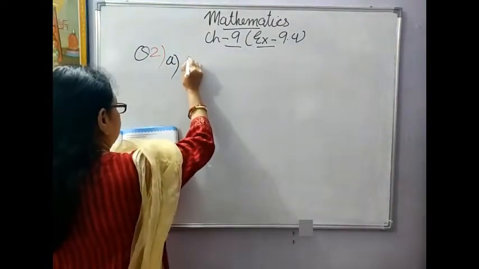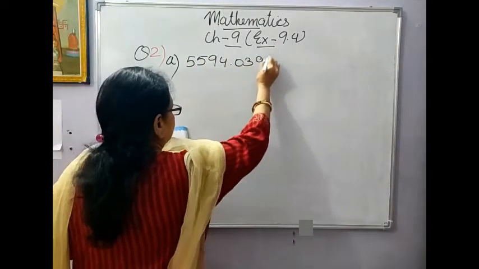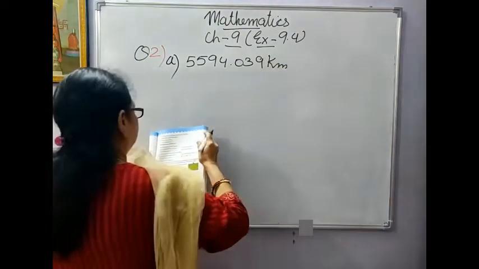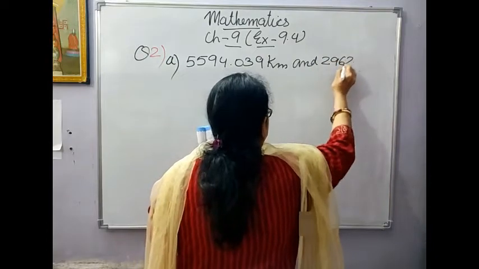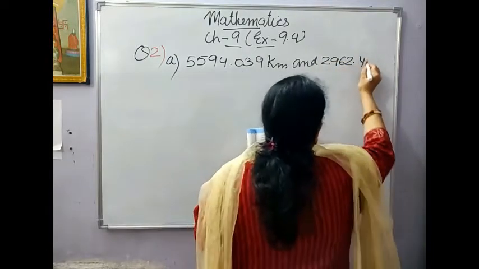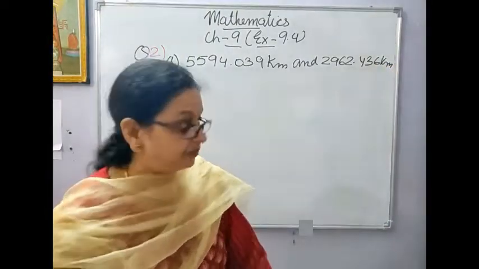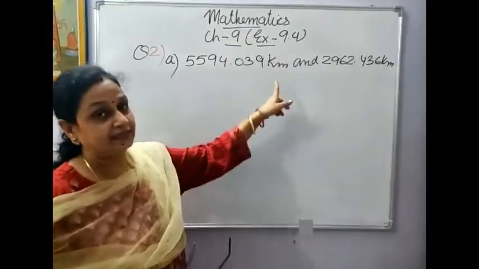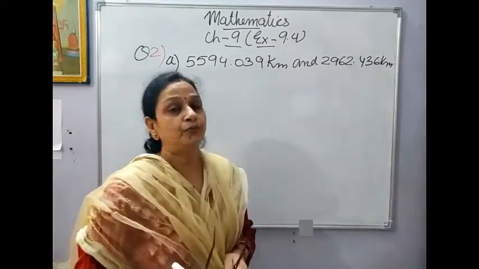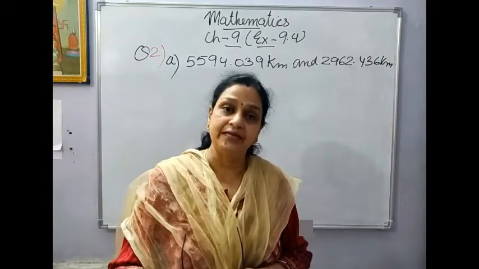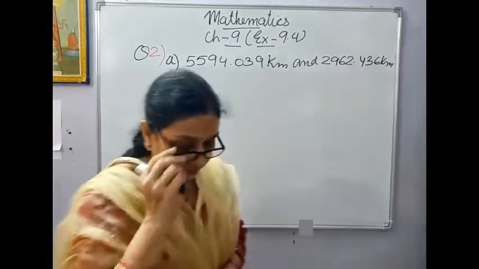So it is 5594.039 kilometers and 2962.436 kilometers. Now children, in this, see, the sums are already in decimals, so we don't need to put 2 columns. We will directly subtract and we will put decimal below decimal. How we will do it?